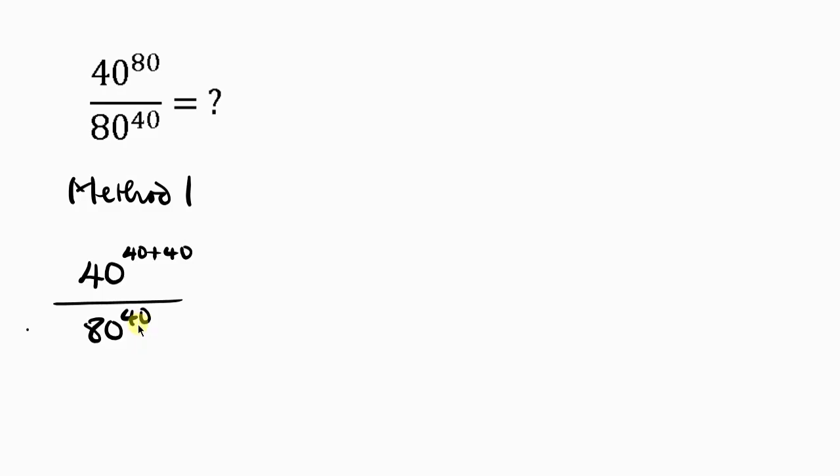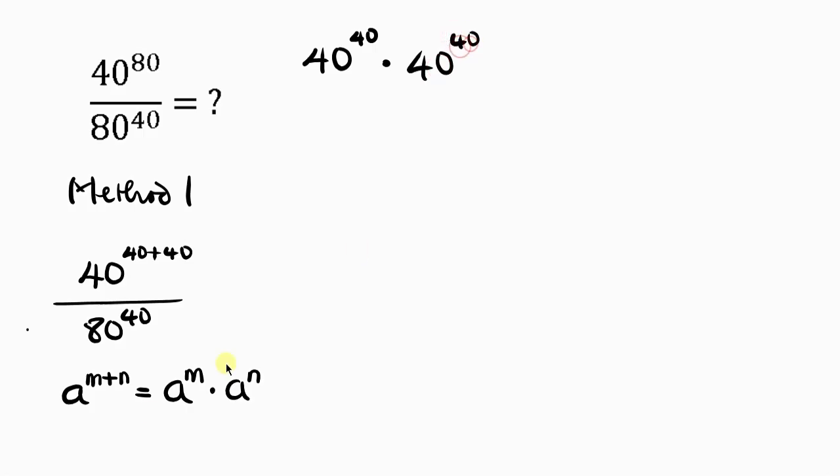Our next step will be for us to apply the law of indices, which says, for example, when I have a to the m plus n, this is the same as a to the m times a to the n. So let's apply this law of indices to the numerator. That means this becomes 40 to the 40 times 40 to the 40, just like this, all over the denominator, we have 80 to the 40.